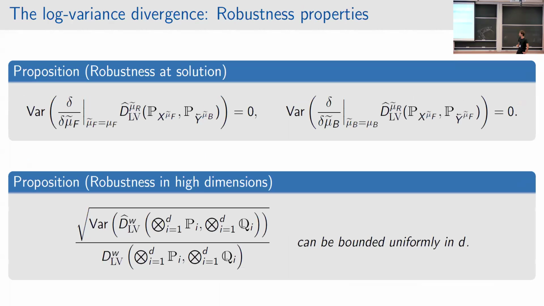There are also some nice robustness properties, but in the interest of time, maybe just very quickly. You have something that people call sticking the landing in the machine learning community. So basically at the optimum, you have variance 0 of your Monte Carlo estimator, which does not hold for the KL divergence. And you have something that we call robustness in high dimensions. If you look at the relative error of some product measure case, then this can be bounded uniformly in D. This is also true for the KL divergence, but not true for any divergence, for instance, not for the chi-square divergence.